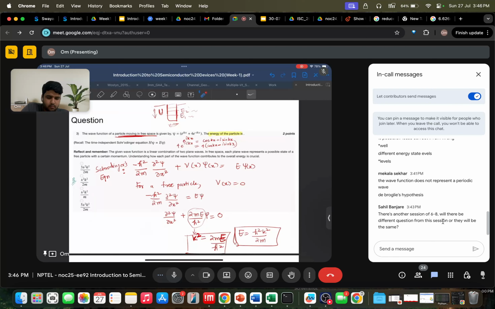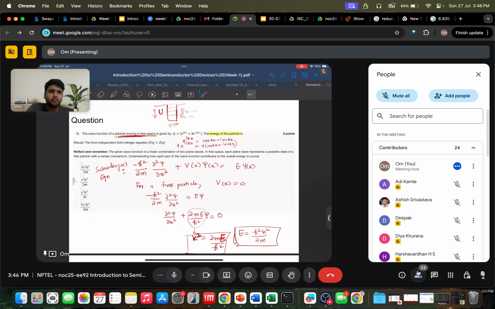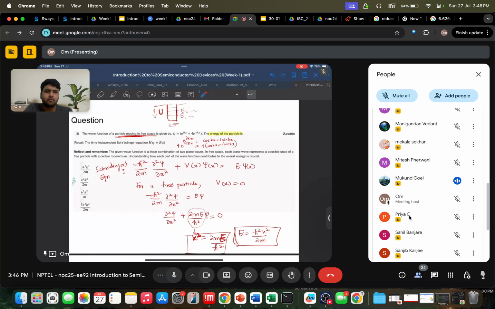Excuse me, sir. When we do psi square, we get some imaginary part and some real part of this equation. Sir, what exactly does the imaginary part represent? Because psi square gives the probability, and in probability the imaginary part does not make sense.